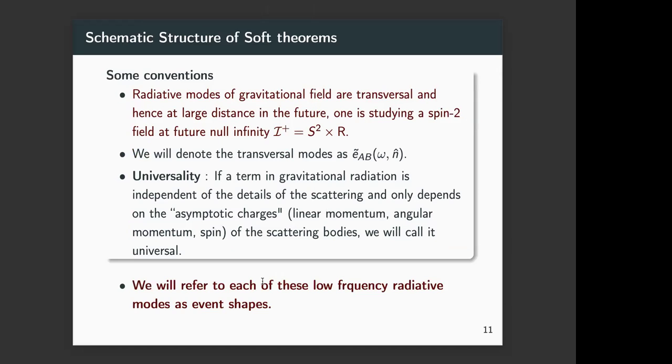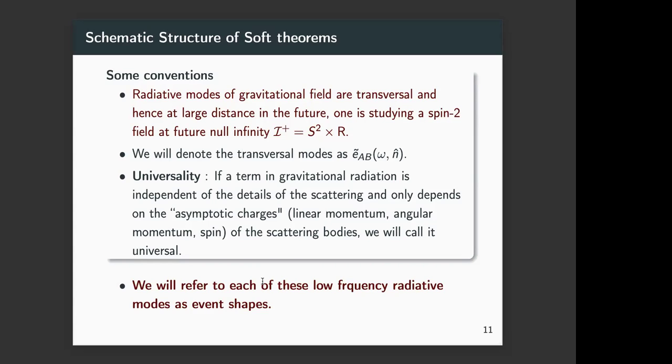The radiative modes of the gravitational field are, of course, transversal. When we study them, we are really studying what we call a spin-2 field at infinity, and this infinity is light-like separated from the sources, so it's called null infinity. It's just a name, and topologically it's a cylinder. This is the place where gravitational radiation hits. As we discussed before, these transversal modes, which depend only on the spherical components, I will indicate as E tilde AB, where AB corresponds to the transversal coordinates.